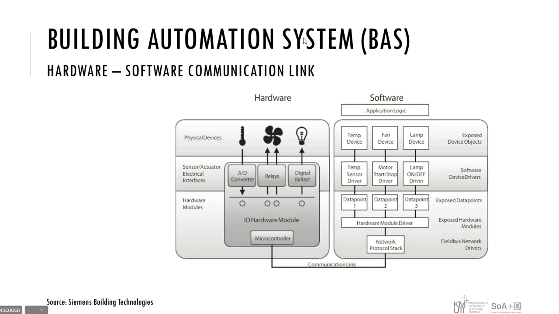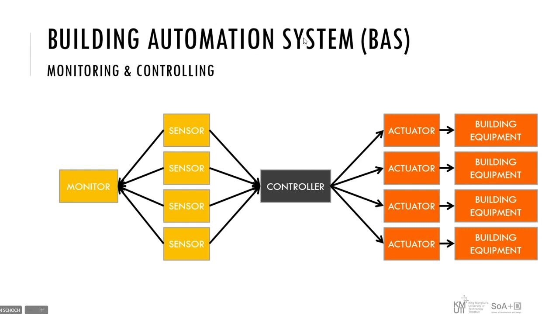And again, the exposed device objects are the devices that are being put into action, and the software devices are then motors, sensors, lamps, and so on, that are being actuated. So I also try to make this a little bit more understandable by using this kind of graph. You try to monitor building conditions by using sensors, and then you also use this information to control.